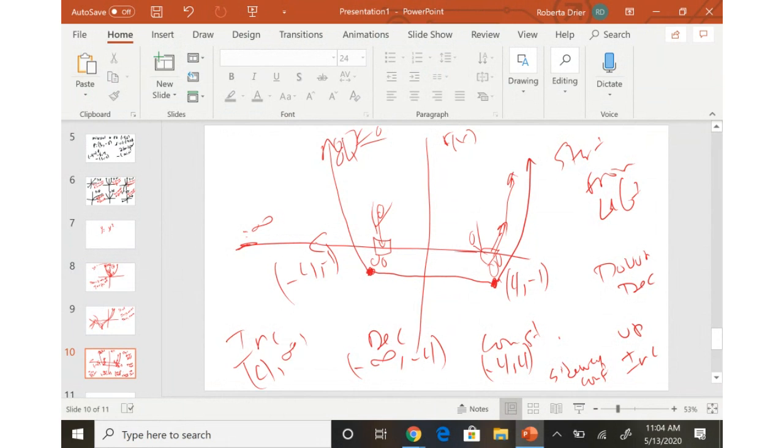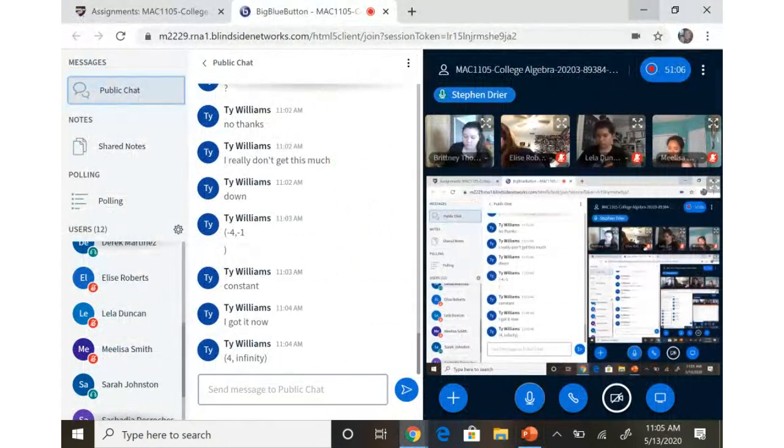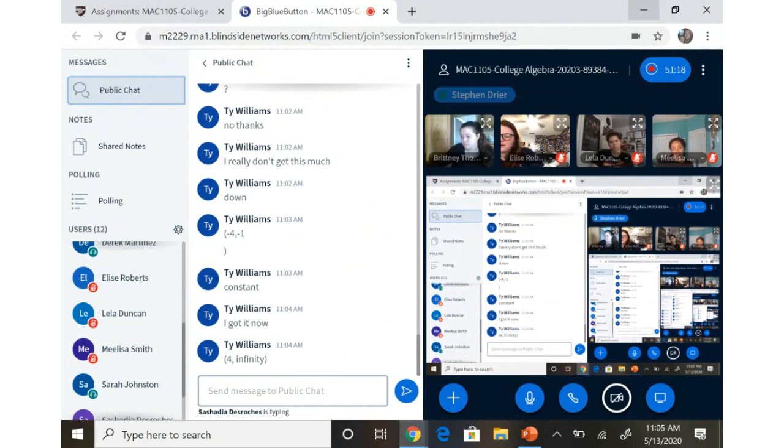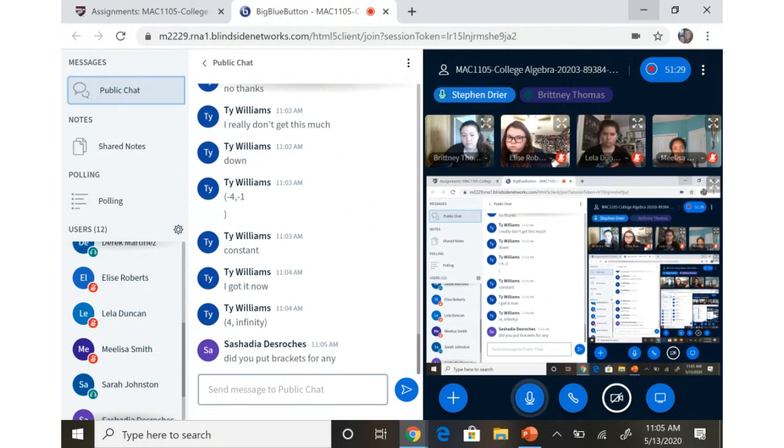Now, I don't include those endpoint spots. The book does. I just think the book is wrong. All right. Any questions on that? Brittany, are you okay with increasing, decreasing? Yeah. And listen, I think we need to look at it some more. I did not put brackets for any of them. The only time I put brackets is if it's a true endpoint.